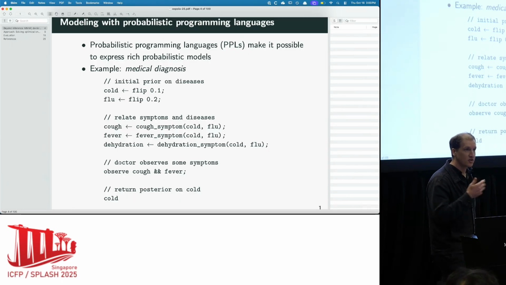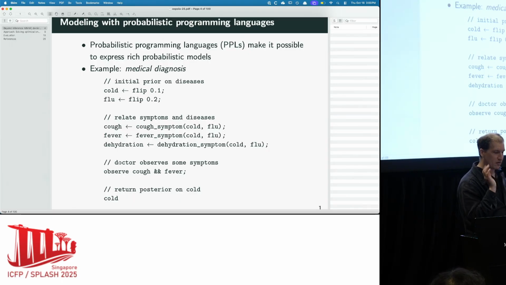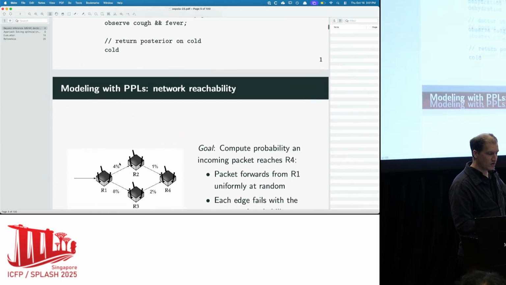And then the doctor, when they're trying to do their diagnosis, would observe. They would say, aha, this person has cough and a fever, and then they want to know what's the probability that they have a cold? This seems very useful and helpful.